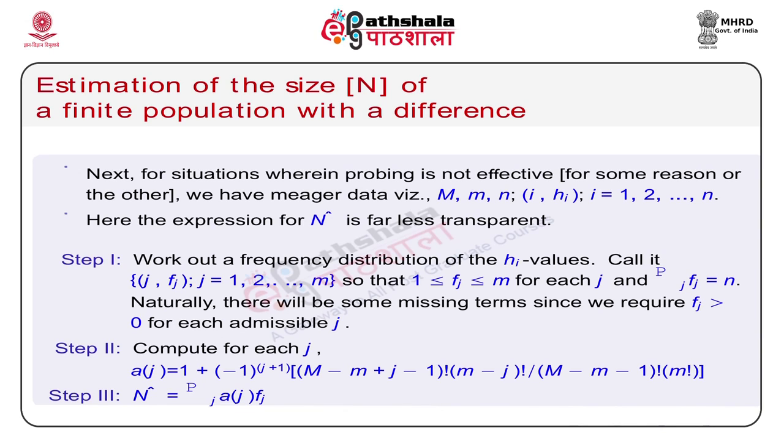So, HIs have been used to come up with a frequency distribution. Once you have the frequency distribution, you have the count Fj corresponding to the level j. Based on the level j, you have this number Aj computed, and your N hat is summation Aj times Fj. That is the quantity defining the proposed unbiased estimator of capital N.